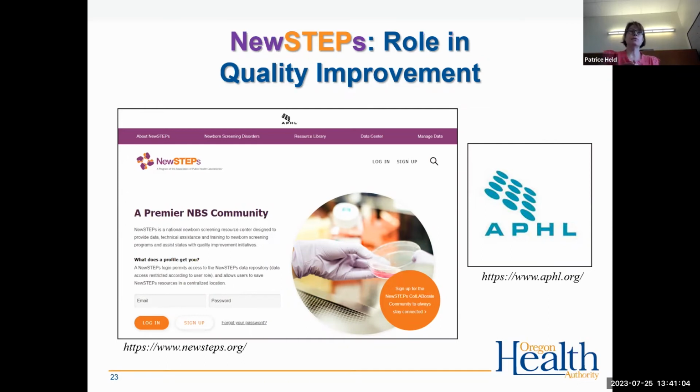The other thing that NewSteps provides newborn screening laboratories is technical assistance and training in the form of webinars and toolkits, particularly around bringing on new conditions and what is needed for that.